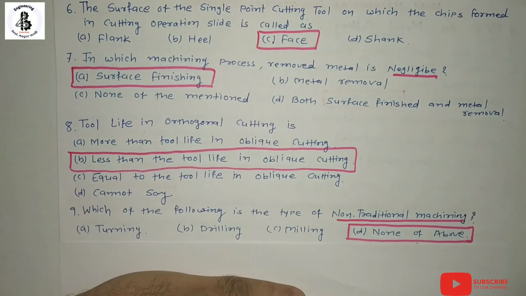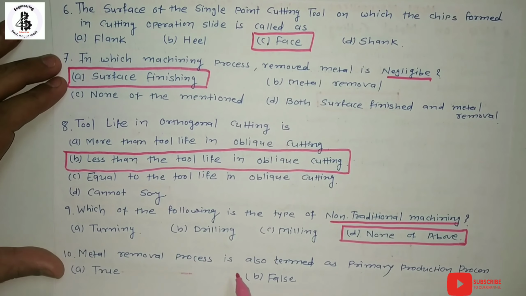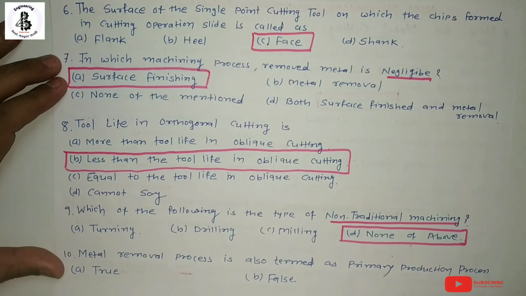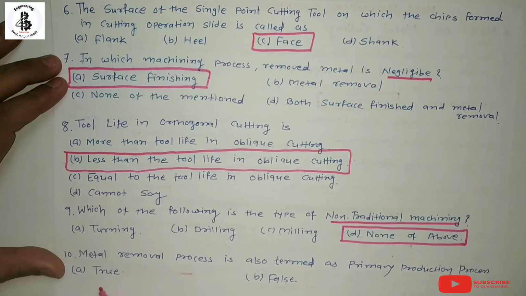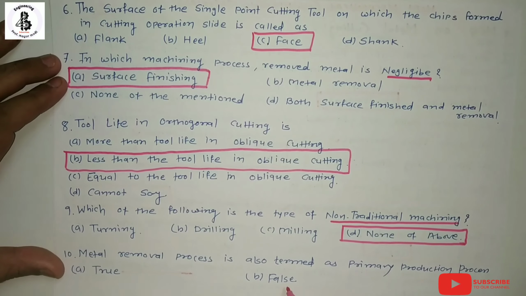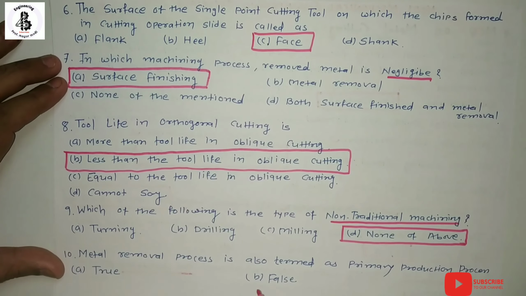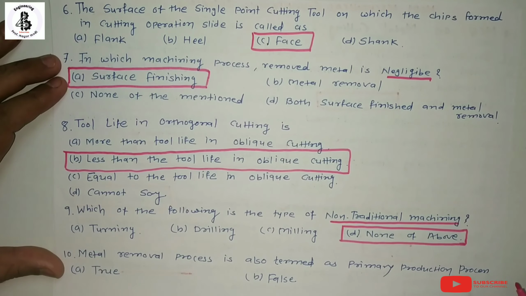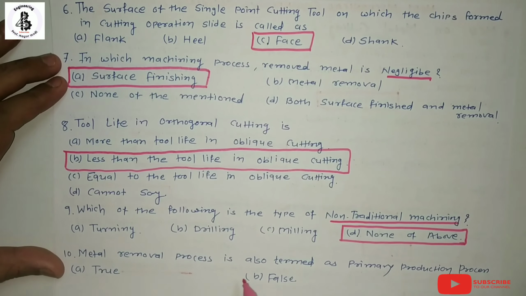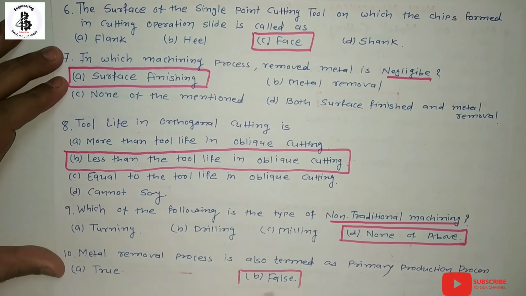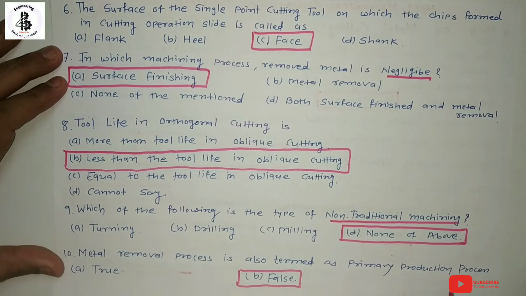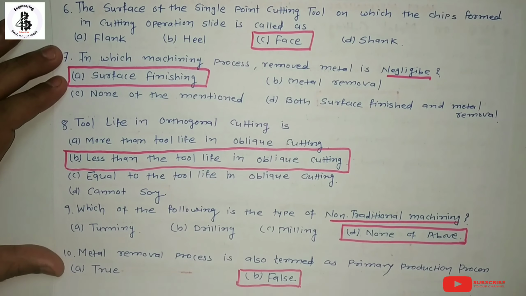Then next one: metal removal process is also termed a primary production process. True or false? We all know metal removal process acts as a secondary production process, not a primary production process. So that statement is false. Metal removal process acts as a secondary production process.